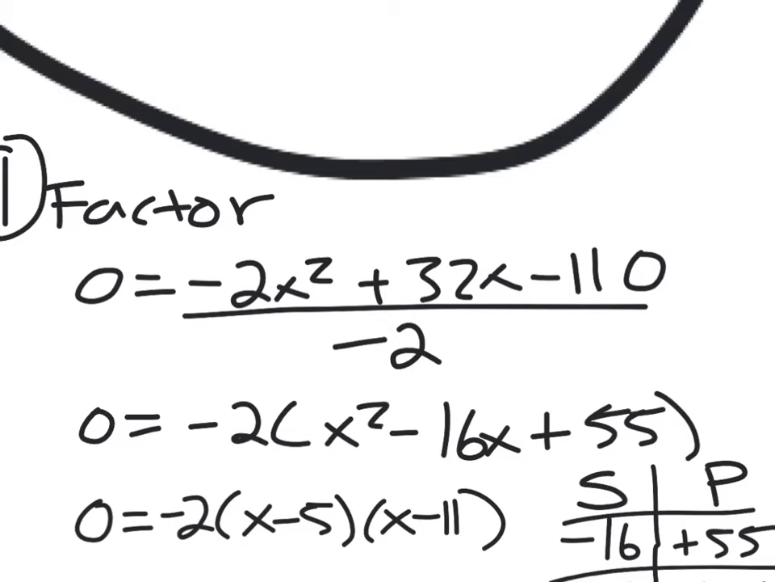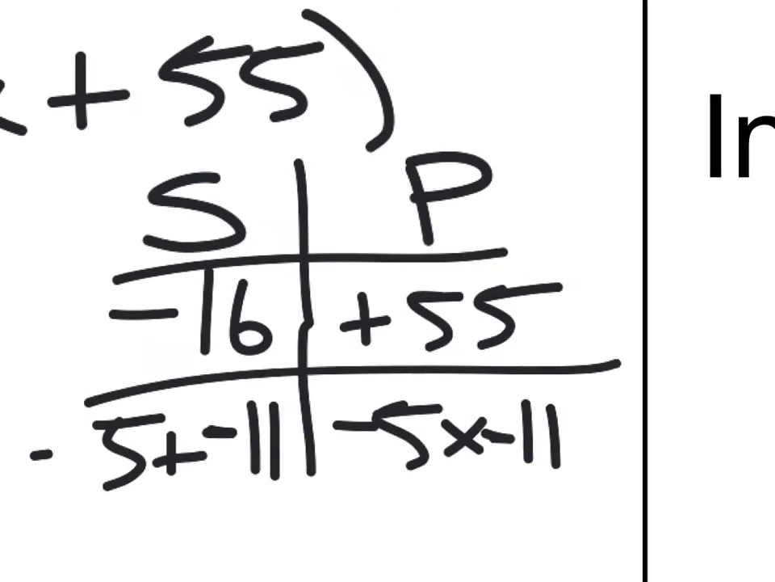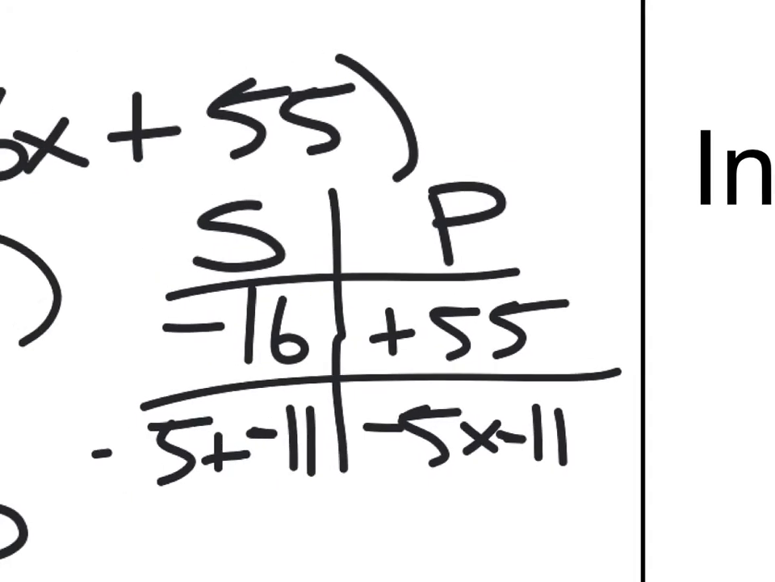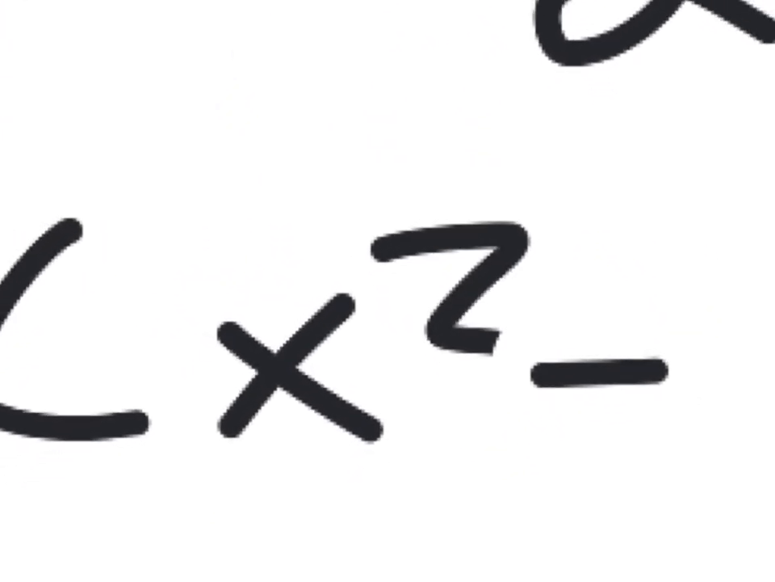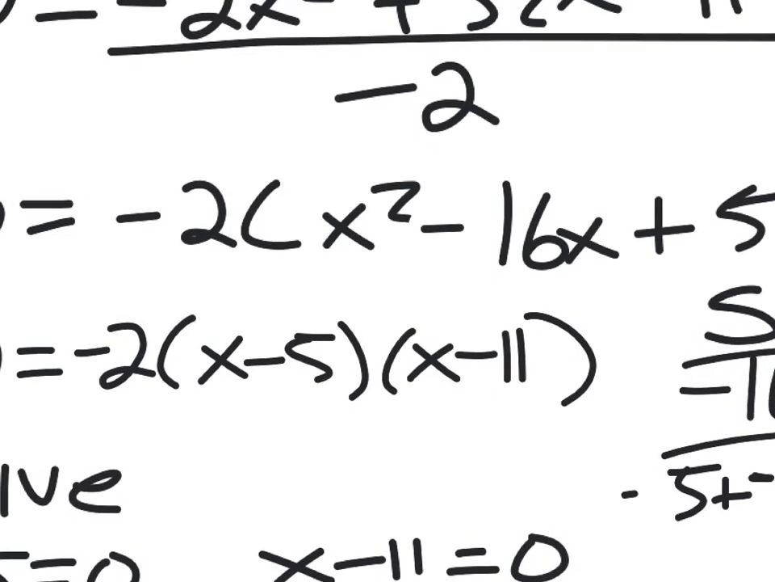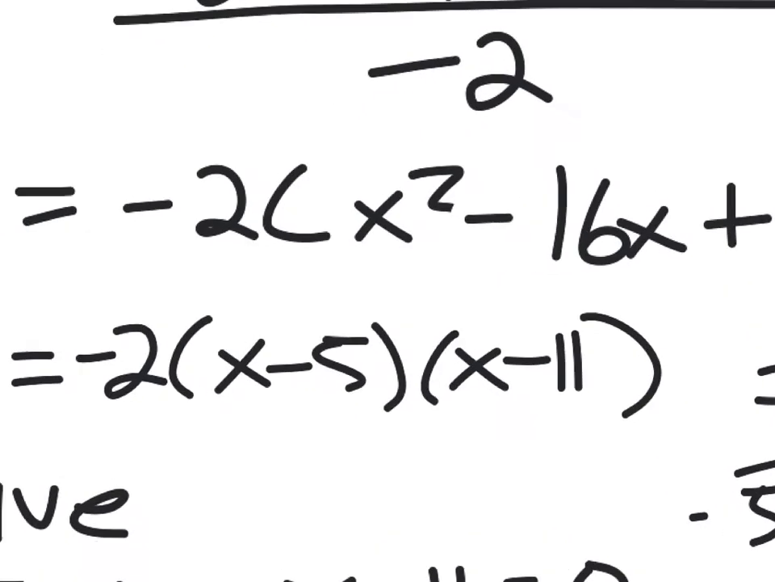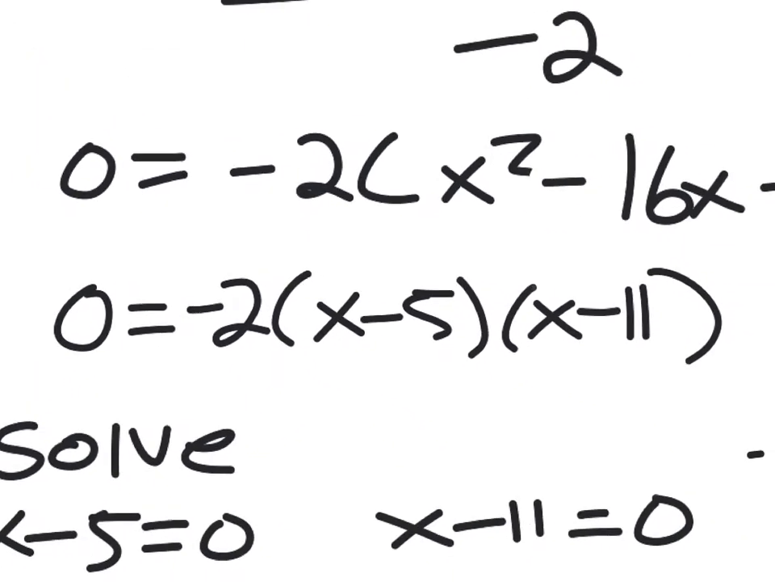Looking inside the bracket, I then knew that I've got 3 terms there, so I've got to use sum and product. So I made my chart with the sum being negative 16, the product being positive 55. I found that 2 numbers that worked to satisfy the sum and the product were negative 5 and negative 11. Because the value in front of that x squared was a 1, all I had to do was write my 2 brackets, x minus 5, x minus 11. Of course, that negative 2 doesn't go anywhere. It stays at the front. I don't get rid of it.